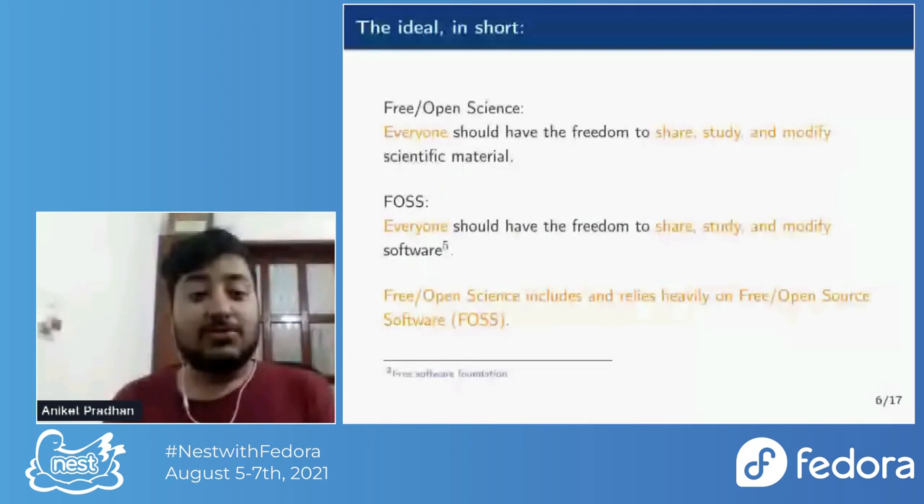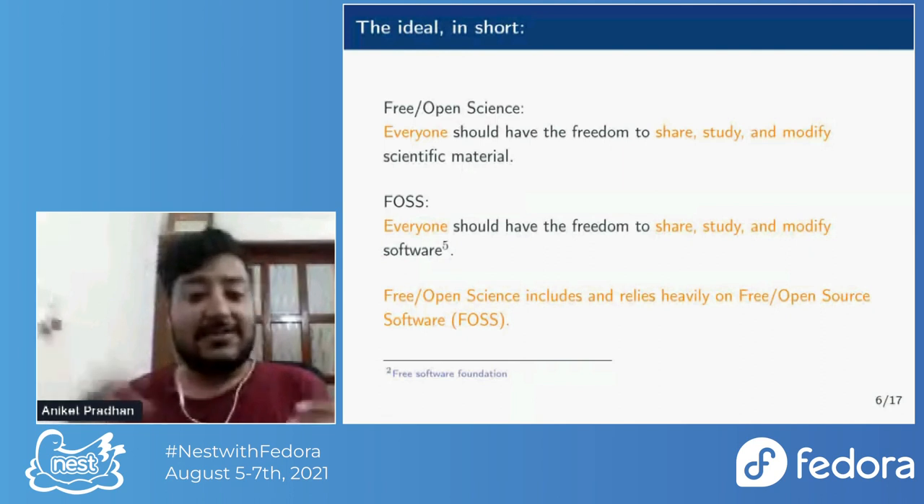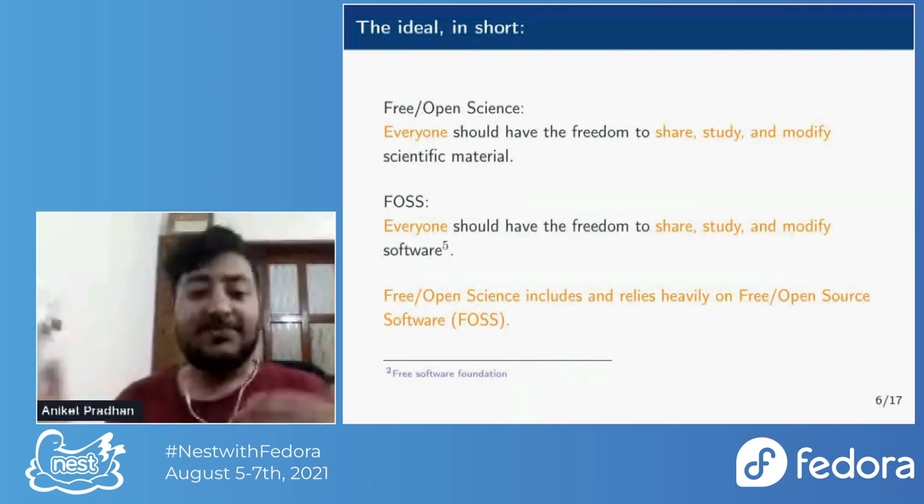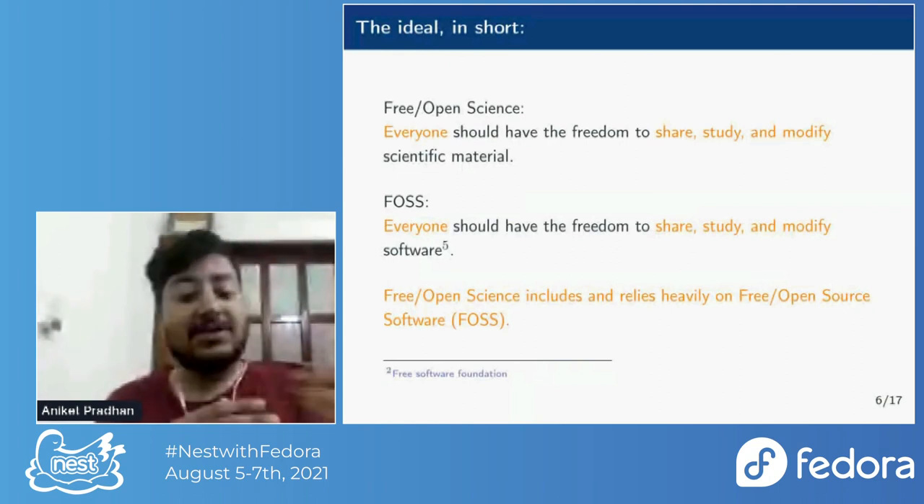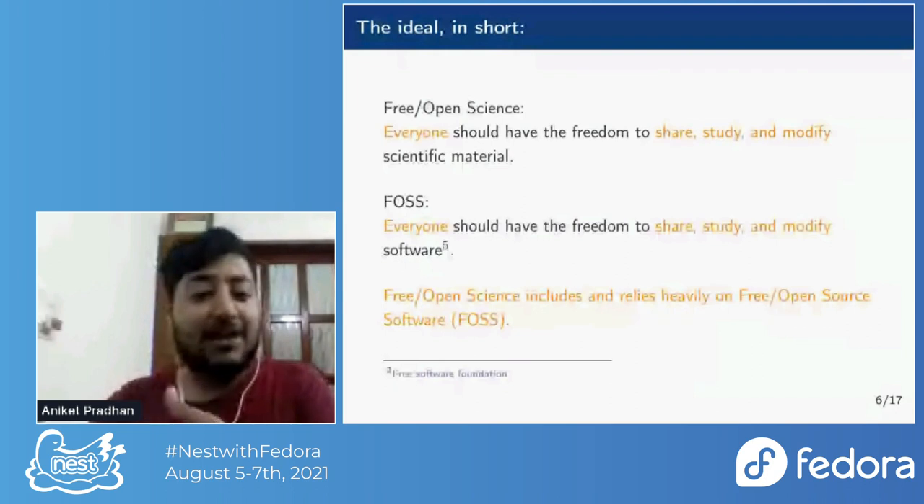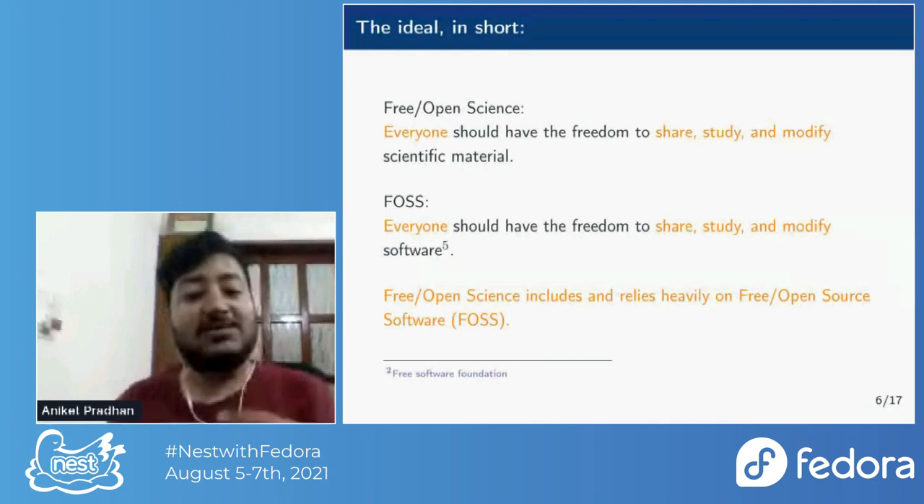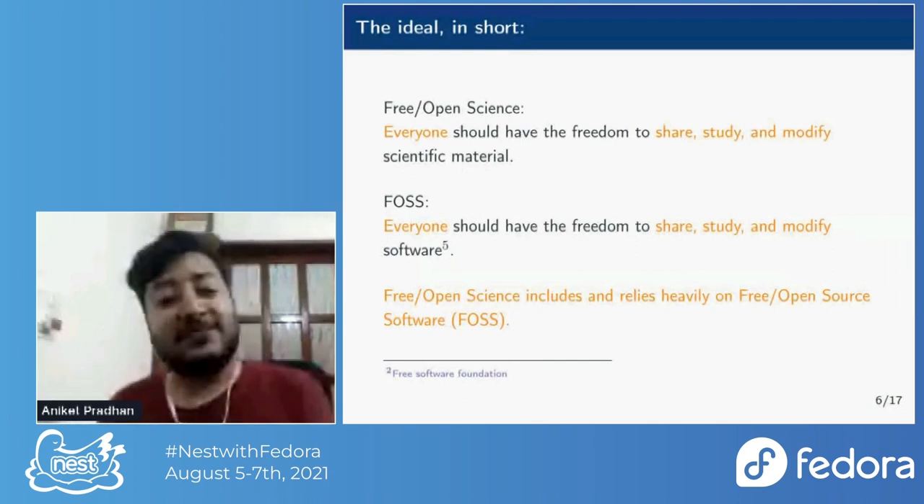Let's summarize what I have talked about. We have free and open science, where everyone should have the freedom to study, share, and modify the scientific material. Similarly, we have FOSS, free and open source software, where everyone should have the freedom to share, study, and modify software. Free and open science relies heavily upon free and open source software, because if we don't have the tools, how are we going to share scientific material? That's why FOSS is really necessary for free and open science. With the help of NeuroFedora, we want to consolidate the two movements, that of FOSS and free and open science that we have.